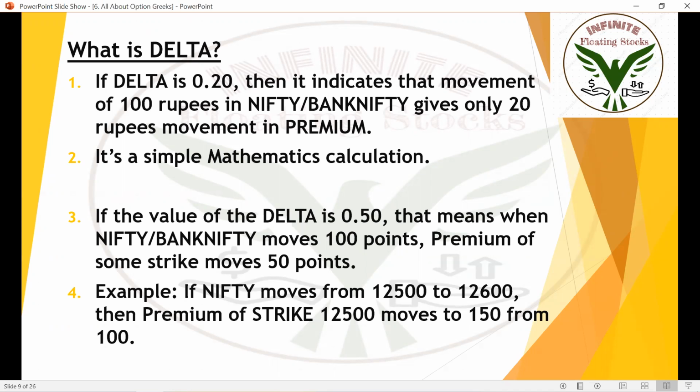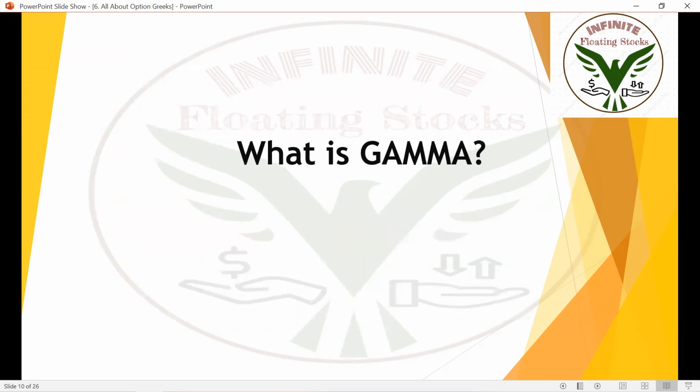Okay, so if delta value is 0.70, and if Nifty moves 100 points, what happens? That means there will be a movement of 50 points. I mean, sorry, if delta is 0.70, premium will move 70 points. Okay, all right. So what is gamma?